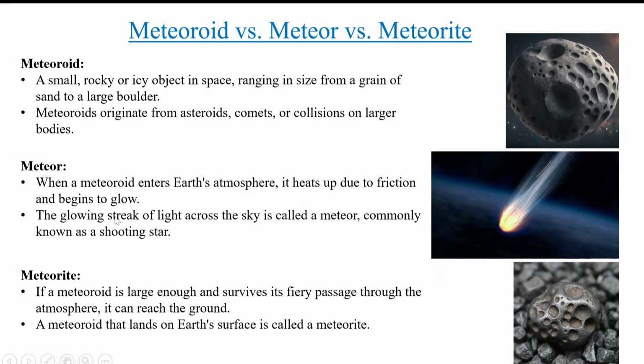Finally, when it lands on the surface of the Earth, again, it's a matter of location whether we refer to it as a meteoroid, a meteor, or finally a meteorite. If a meteoroid is large enough and survives its fiery passage through the Earth's atmosphere and finally reaches the ground and impacts it, then that meteoroid that lands on the surface of the Earth, creating impacts or craters, will now be termed a meteorite.